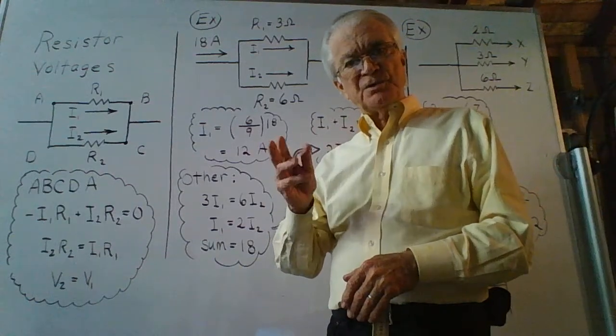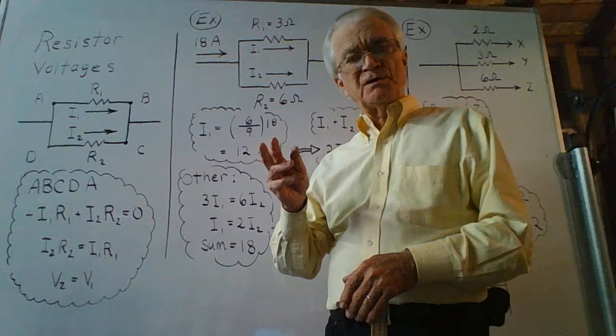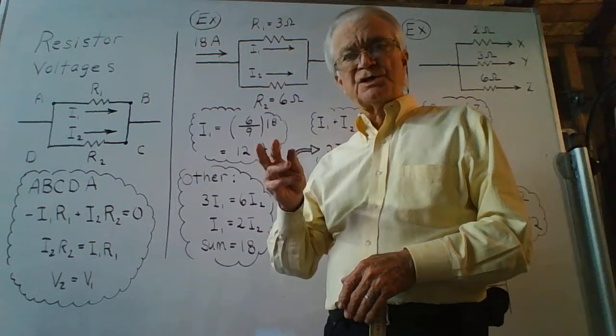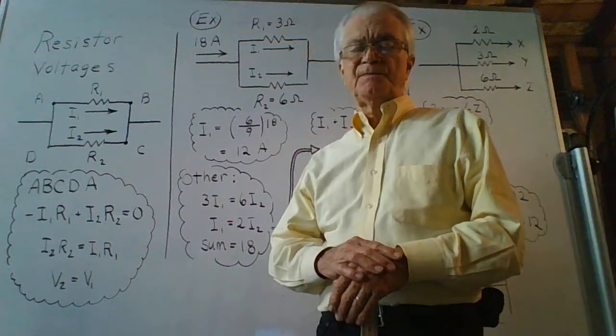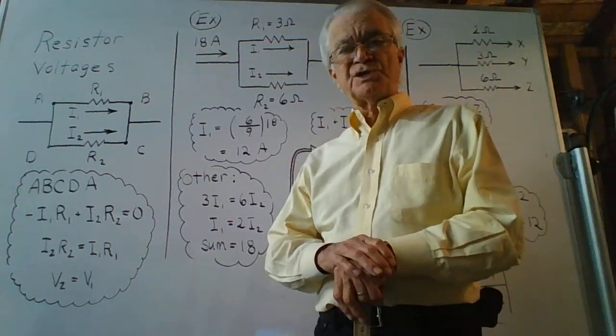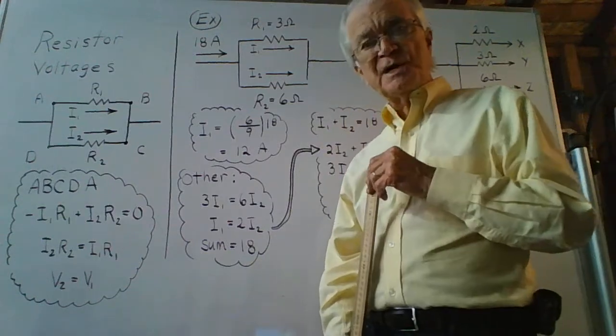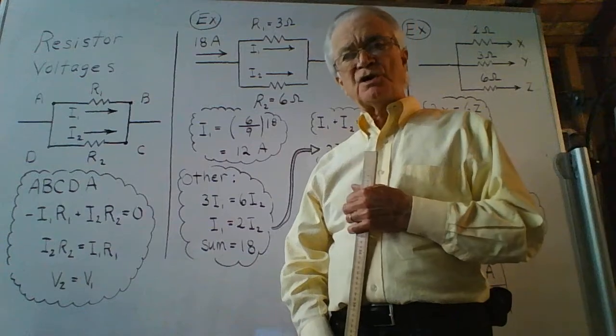The resistor voltage across each of the resistors that are parallel to each other is the same, IR for each of the resistors in parallel. Let me prove that to you using the loop rule, otherwise known as Kirchhoff's law.